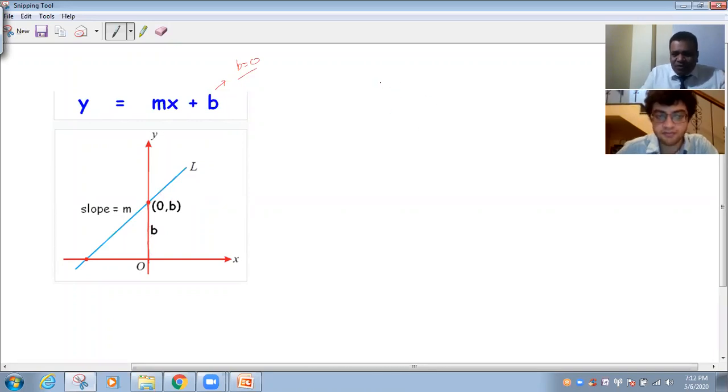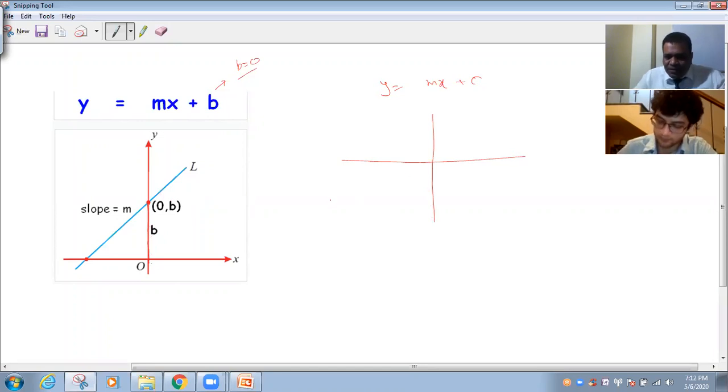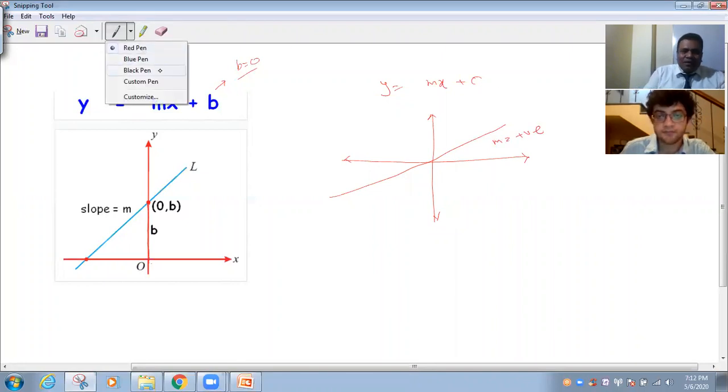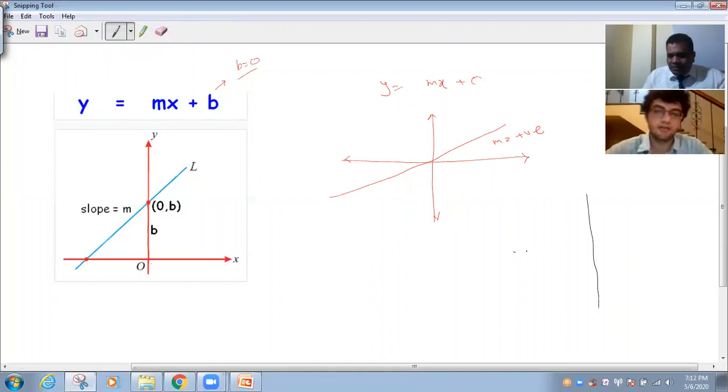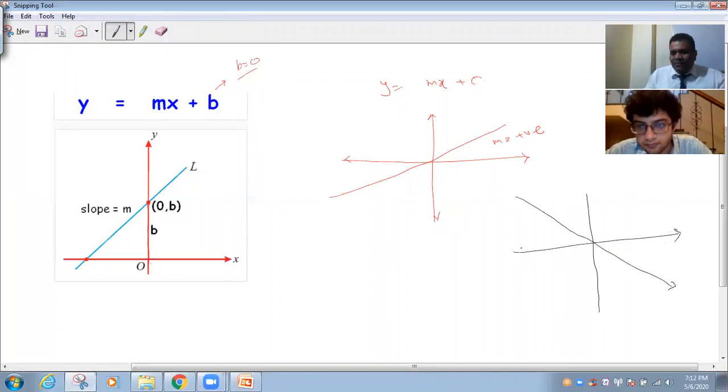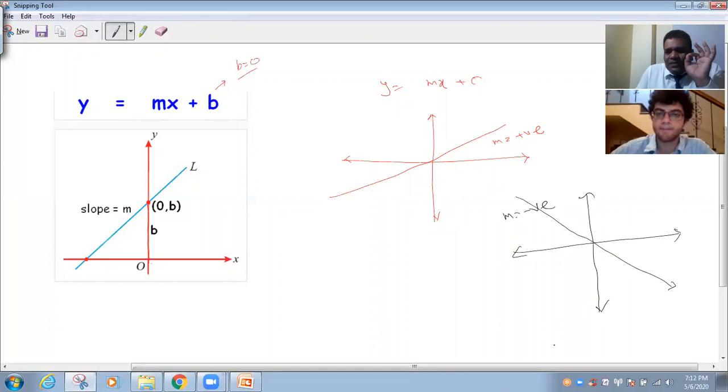So if I say b is equal to 0 means y is equals to mx, right? I'm assuming b is 0. It means line must pass through origin. It will be something like this. And also here I'm assuming the slope of line is positive. There is other scenario. Line maybe passes through origin, but the slope of line is negative. So slope of line is negative, right?